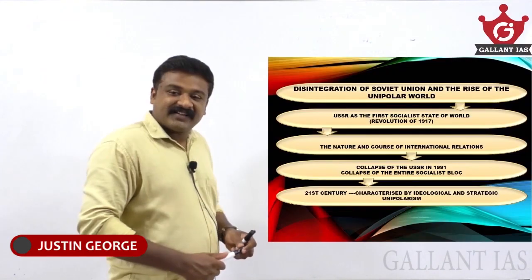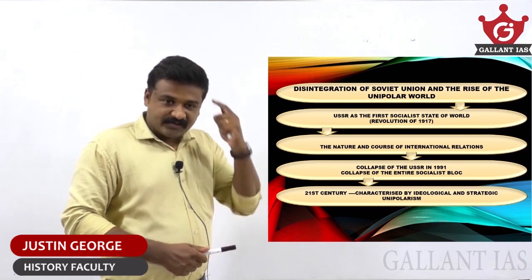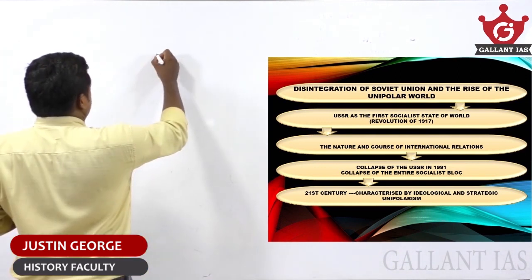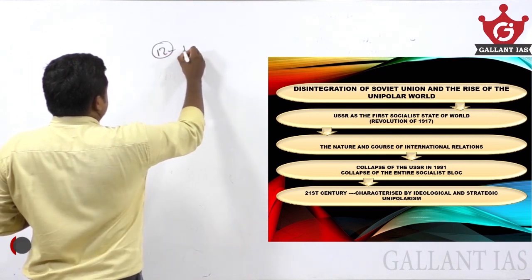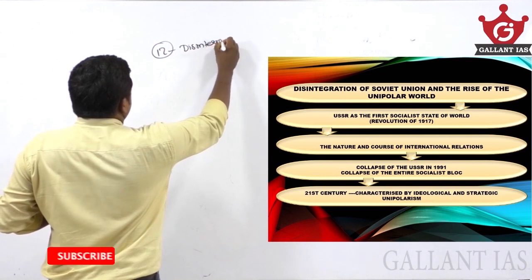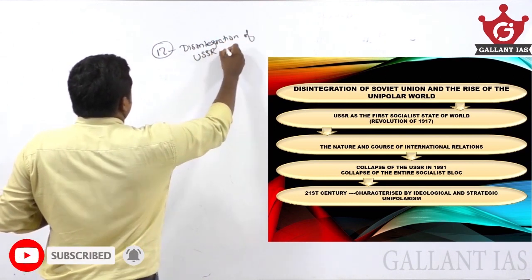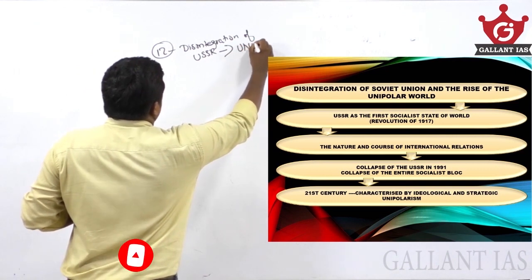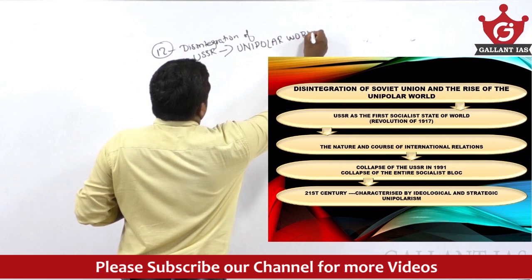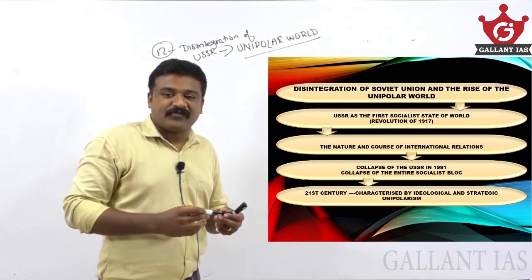Now, this is the last session of our world history part, which is Unit 12, which is disintegration of USSR and formation of a unipolar world. Disintegration of USSR and formation of unipolar world.